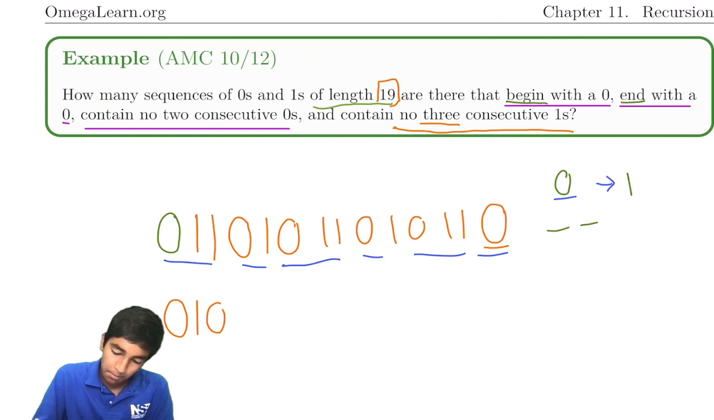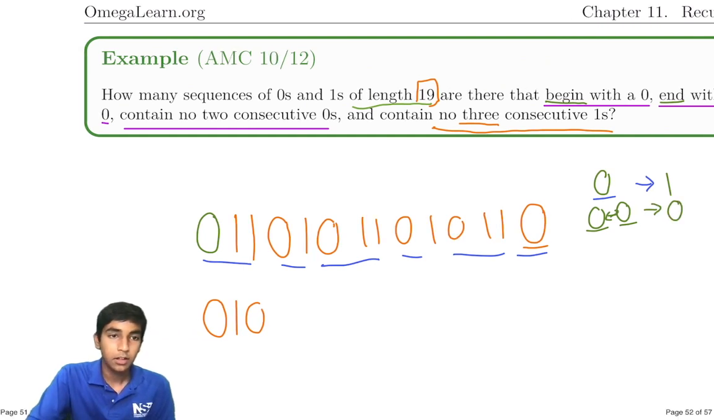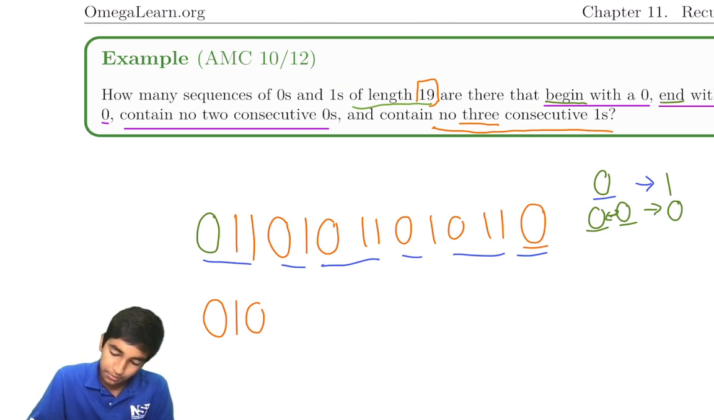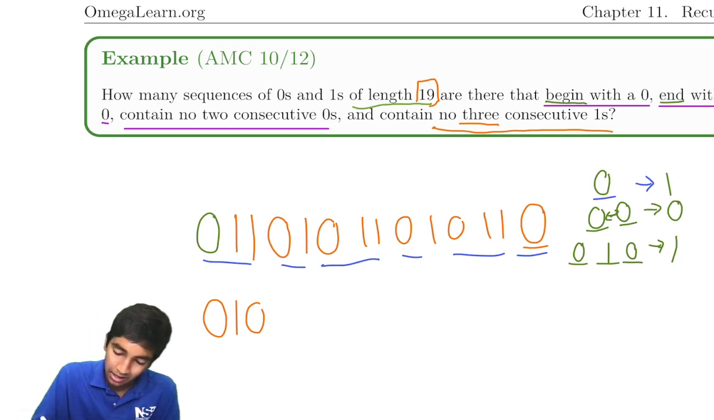Now, what about 2? Has to end with a 0, begin with a 0. But uh-oh, no 2 consecutive zeros. So this isn't allowed either. Okay, now what about for 3? For 3, it has to begin with a 0, end with a 0, and there has to be a 1 in between. And this does work, so there's only one way in this case. Okay, I think we have enough base cases for now. Maybe we'll come back and get more if we need them. This is for 1, this is for 2, this is for 3.